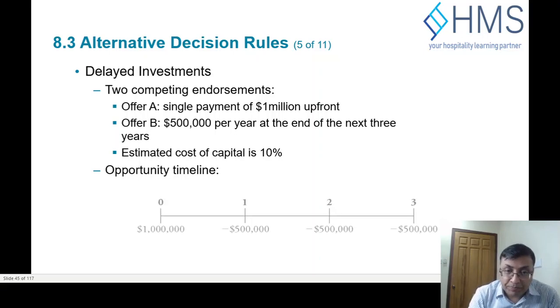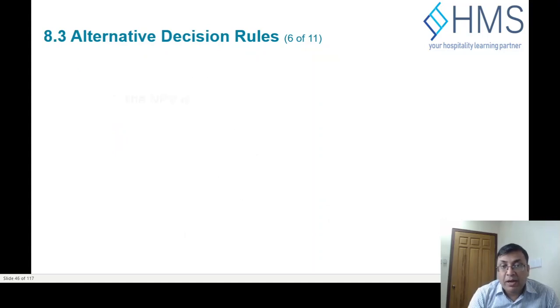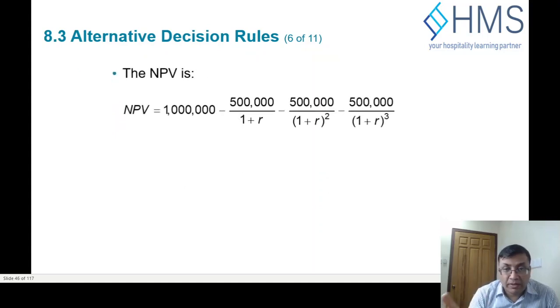So the timeline for this decision is: you receive 1 million now, so that's the cost of investment, and then $500,000 is an outflow for each of the next 3 years, right? Now the opportunity cost of capital is 10%. The first step is to calculate the net present value. So we will calculate the net present value of the next 3 years of $500,000 each.